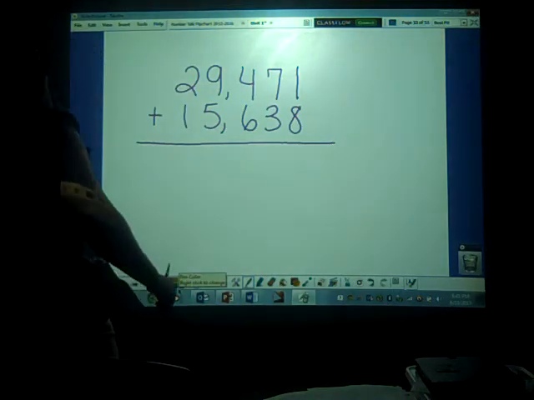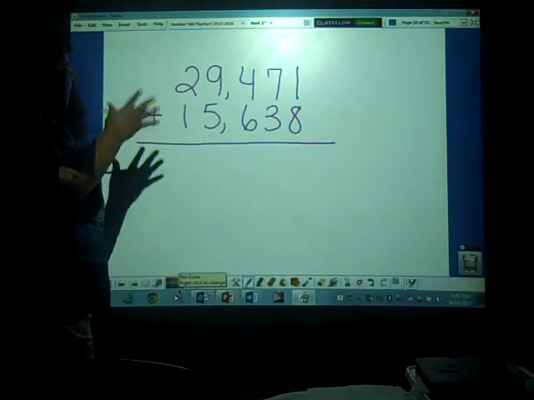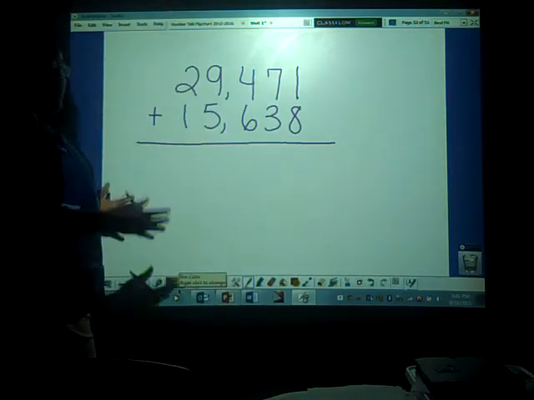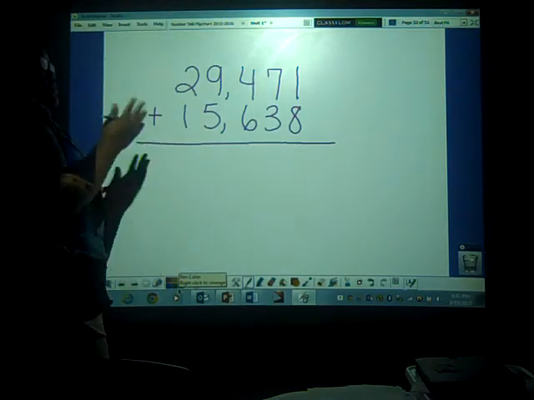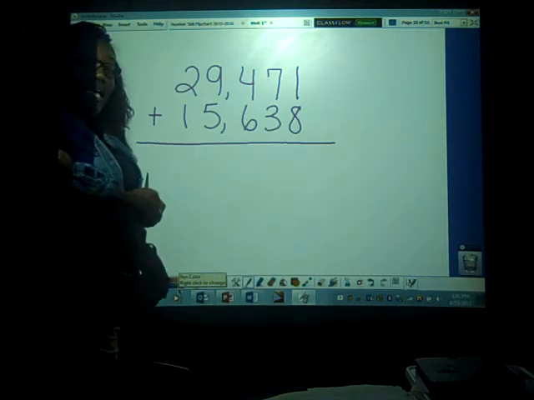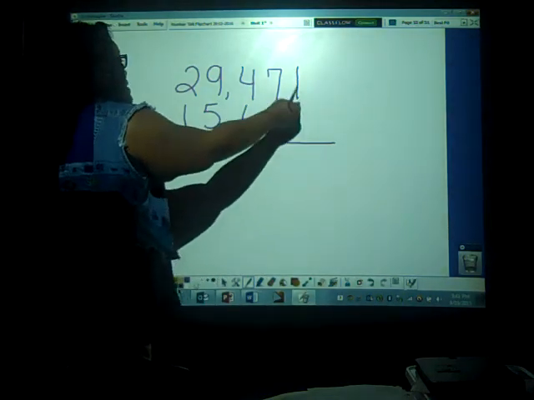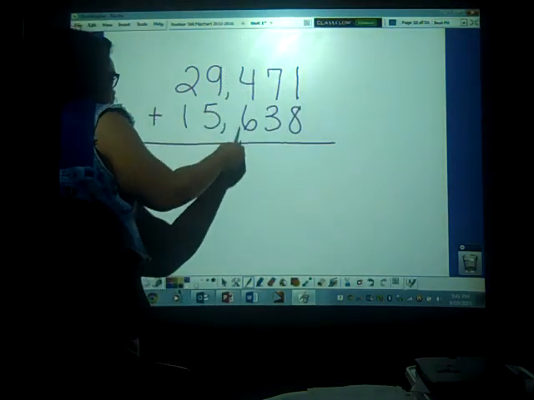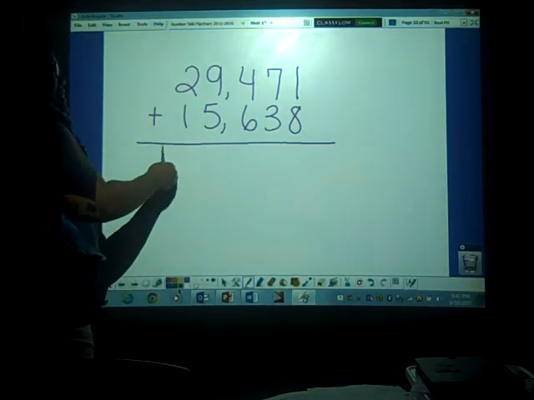So weird. Okay. Pause the video, copy this down, and then once you get done solving it, make sure you're regrouping correctly and you're starting from the ones place, then going to the tens, hundreds, thousands, 10,000s.